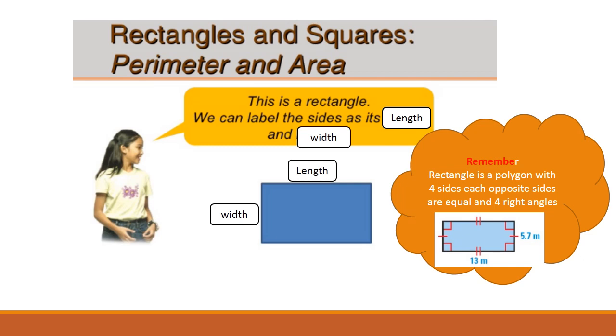The width is also equal. And in the rectangle we have 4 angles. These angles are right angles. Who can tell me what we mean by right angle? Excellent. The right angle is the angle with 90 degrees.